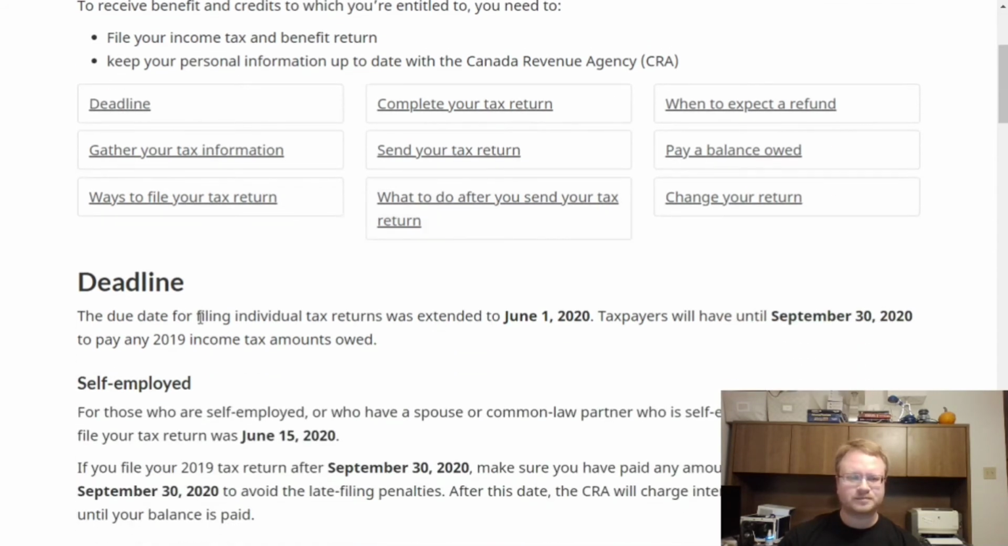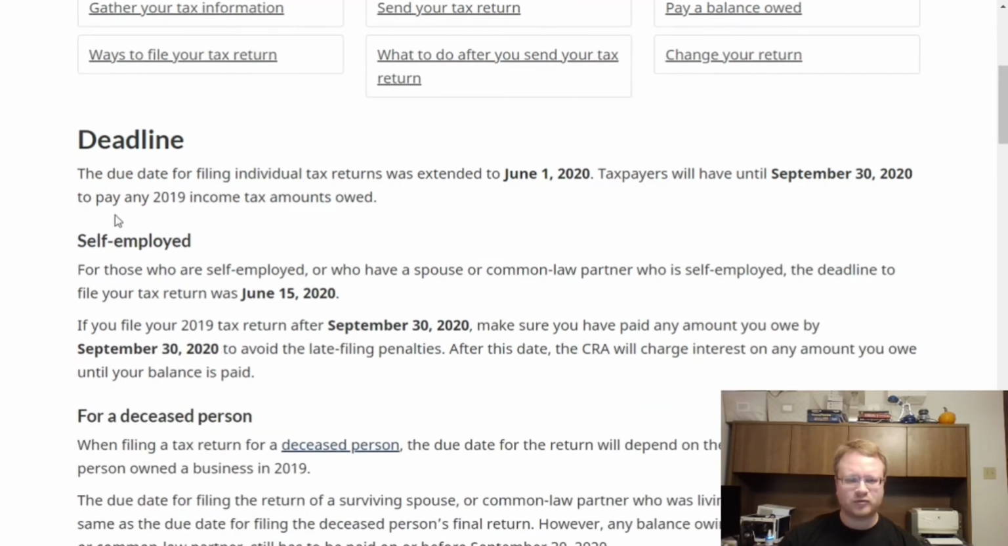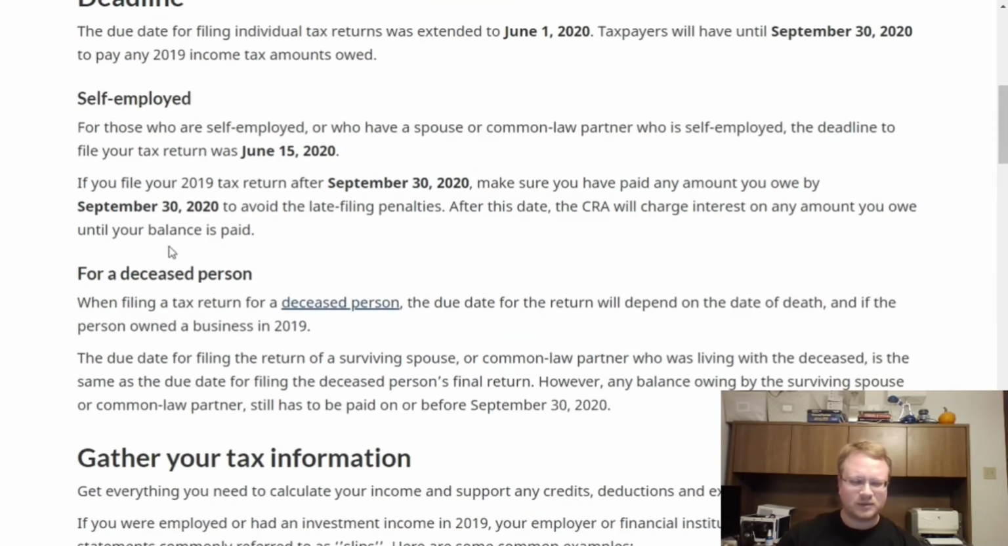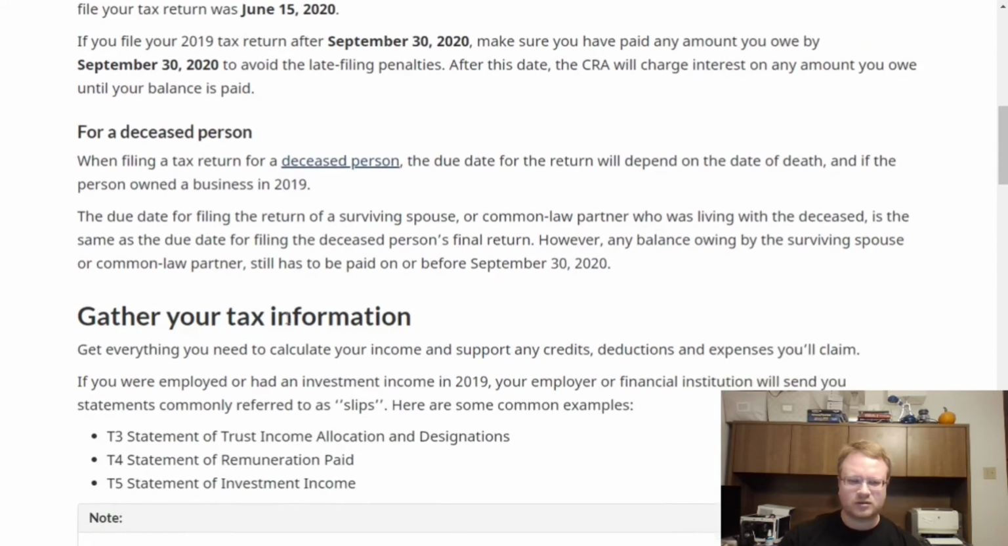First, the important dates. The due date for filing individual tax returns was extended to June 1st. Like I said, usually it's due in like March or April, but because of COVID and everything, it's been extended this year. Taxpayers will have until September 30th, 2020, so that's recently passed, to pay any 2019 income tax amounts owed. There's some special information for people who are self-employed as well. They have some slightly different deadlines, and they fill out their taxes slightly differently. Normally, that's something we talk about in this course, but for the sake of time, we have to move on. Same with the special case of if you're dealing with a deceased person, if your parent or grandparent has passed, someone will still need to deal with the taxation for their estate.